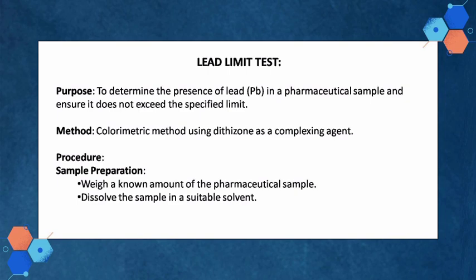Purpose: to determine the presence of lead, Pb, in a pharmaceutical sample and ensure it does not exceed the specified limit. Method: colorimetric method using dithizone as a complexing agent. Procedure used. Sample preparation. Weigh a known amount of the pharmaceutical sample. Dissolve the sample in a suitable solvent.